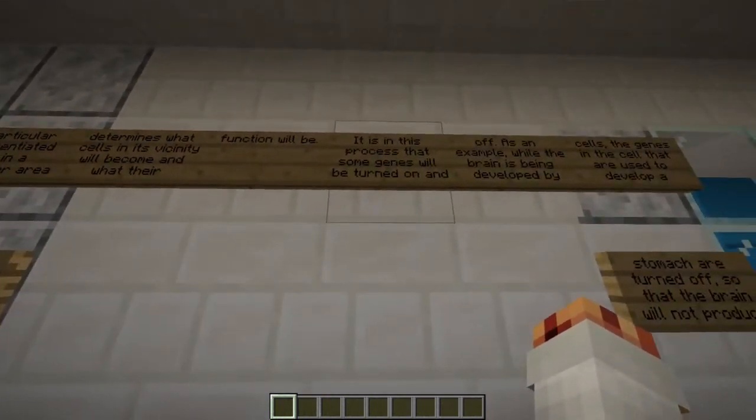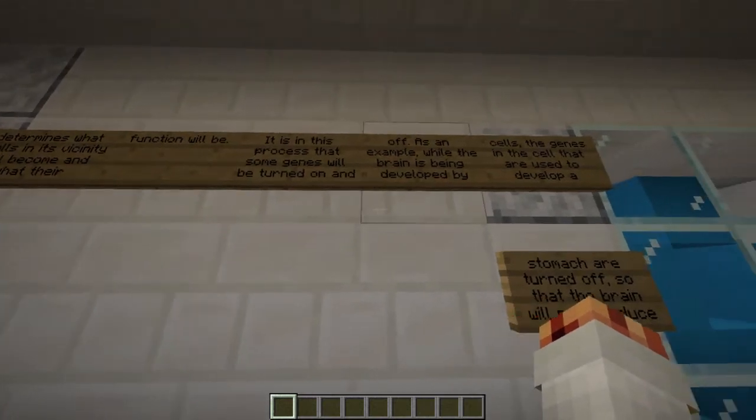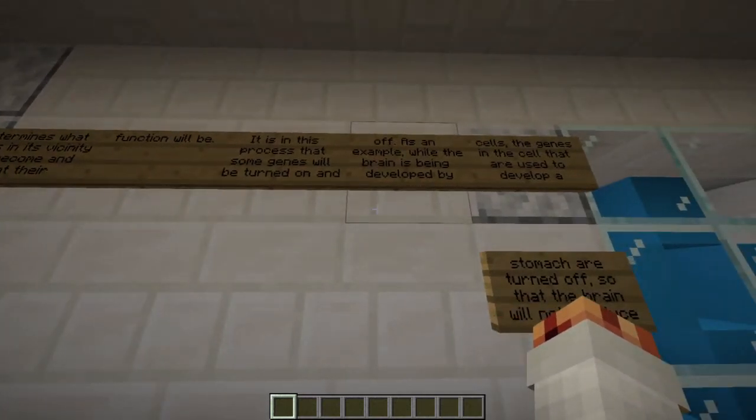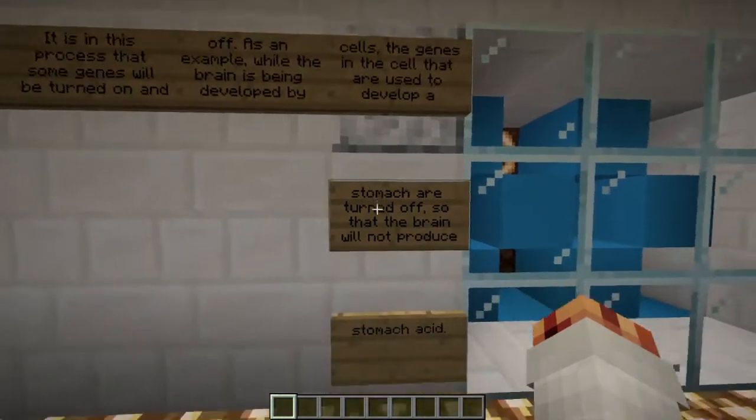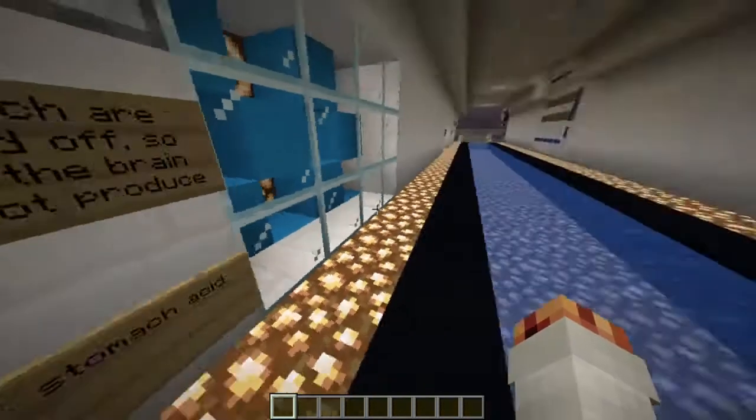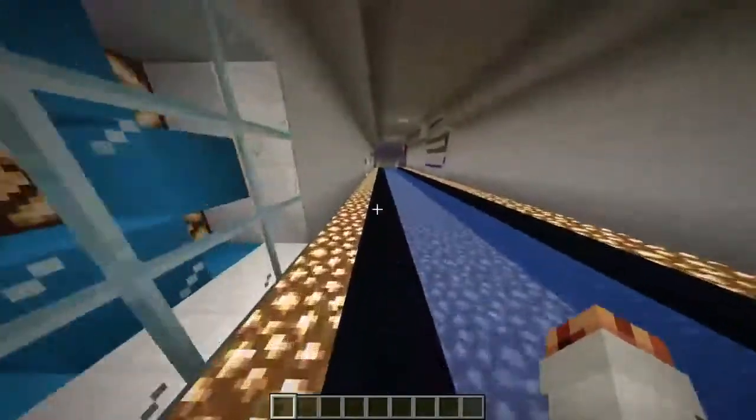It is in this process that some genes will be turned on and off. As an example, while the brain is being developed by cells, the genes in the cell that are used to develop a stomach are turned off, so that the brain will not produce stomach acid. Now, moving on to Renee.